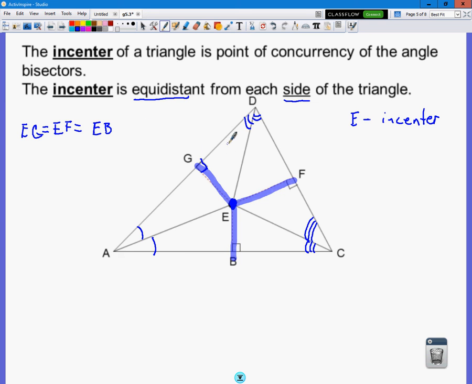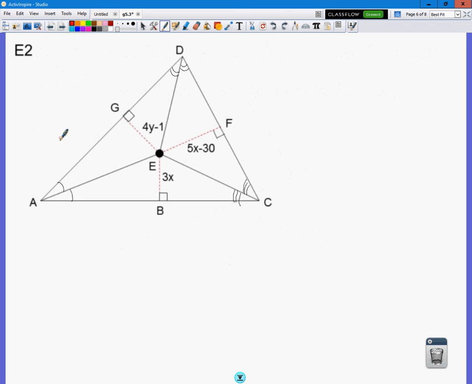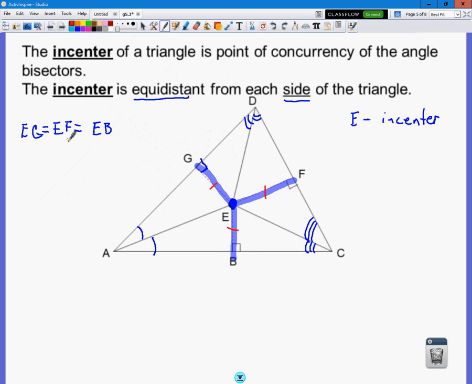Now notice it didn't say anything about bisecting this segment, did it? It just says that if I come from E to this side so that it makes a right angle, it's a distance, and those distances from the incenter will in fact all be the same. Whatever this is, this will be the same, and this will be the same. Question? Anybody? Question?